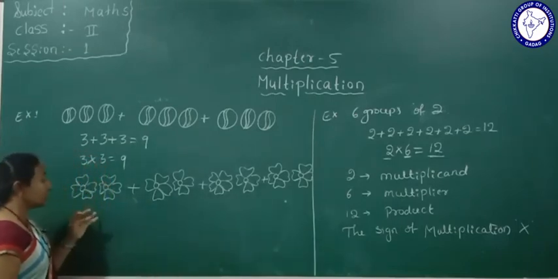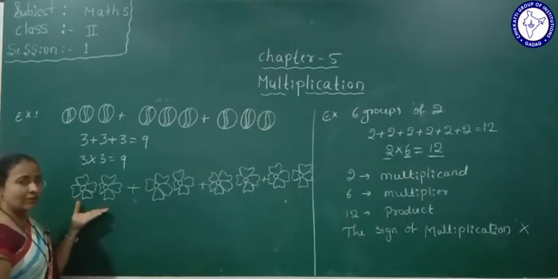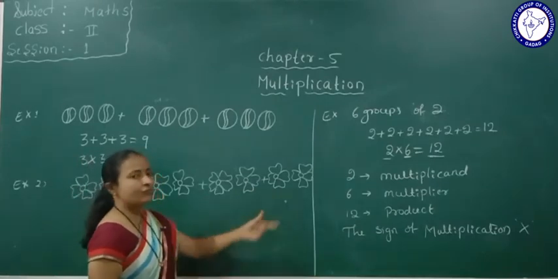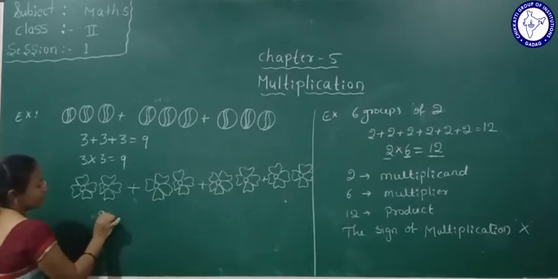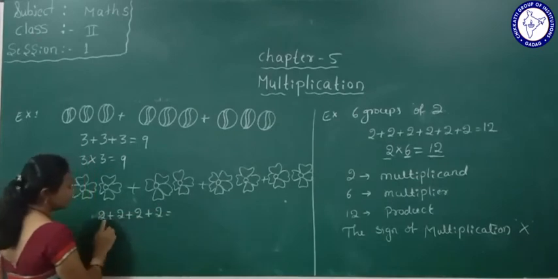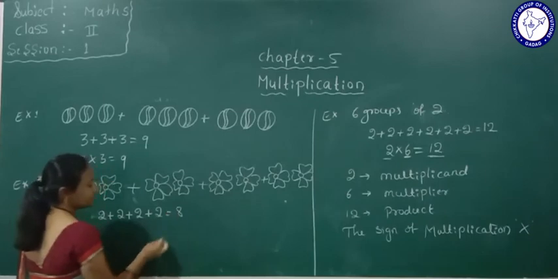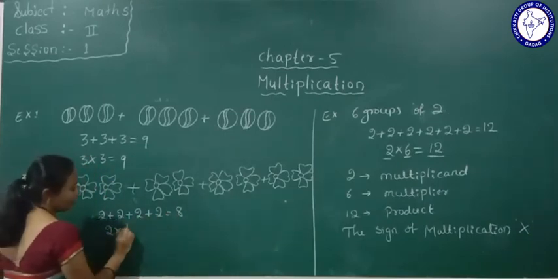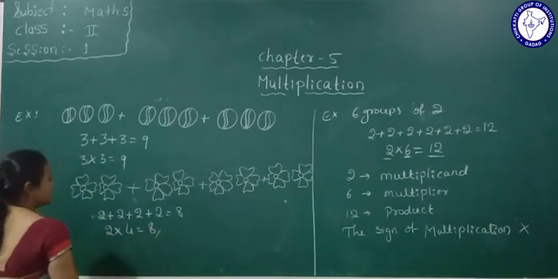We grouped in one group. There, how many flowers are there? So in one group 2 flowers are there. How many groups are there here? 1, 2, 3, 4. So there are 4 groups. 2 plus 2 plus 2 plus 2. Total 2 plus 2 is 4. 4 plus 2 is 6. 6 plus 2 is 8. Okay. 2 is repeated 1, 2, 3, 4 times. 2 4s are 8. Isn't it? Okay. So this is the answer.